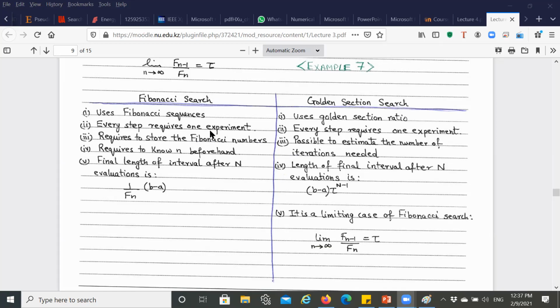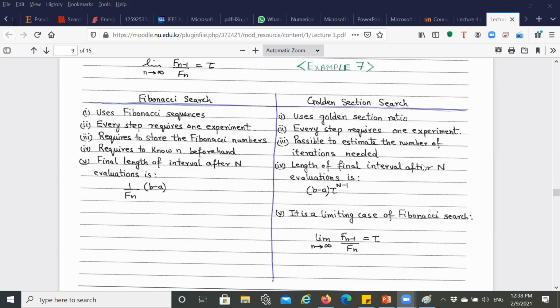Except for the first iteration, every other step requires only one experiment to be evaluated in Fibonacci. And in golden, it's the same. Every step requires only one experiment. What does this require to store for the Fibonacci? Yes, you don't have to store it here. You have to know n beforehand.